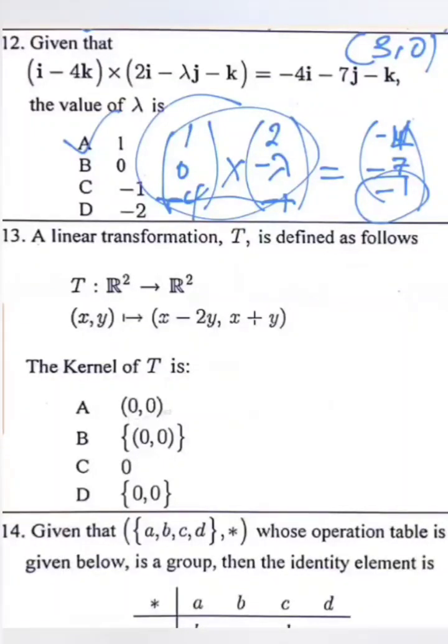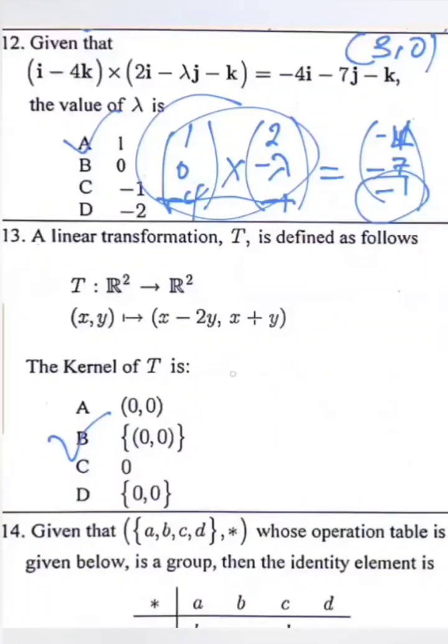In A, we just have an ordered pair. In B, we have a set of an ordered pair. In C, we just have 0. And in D, we have a set of 2 elements which are all zeros. So the correct option, just by looking at the options without any further calculation, would be B. The set of ordered pairs is what the kernel of T should be. It is only B that is describing a set of ordered pairs.